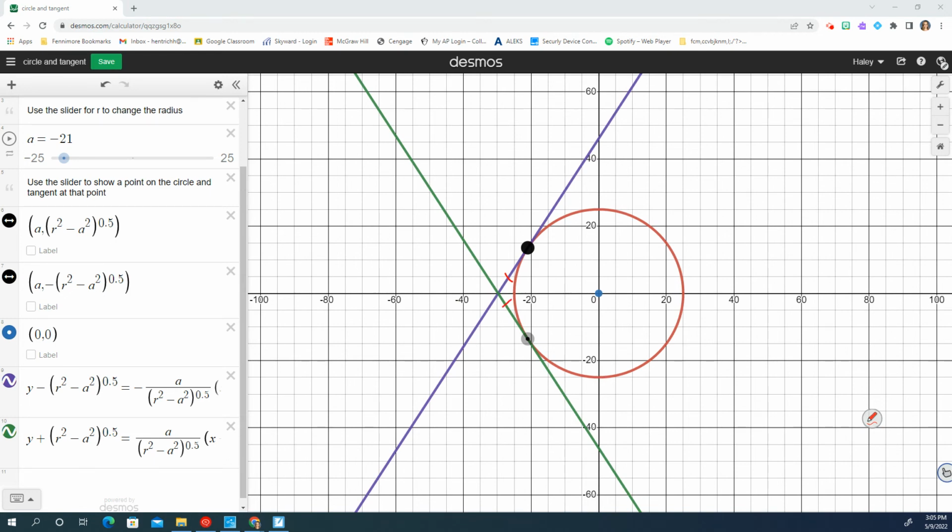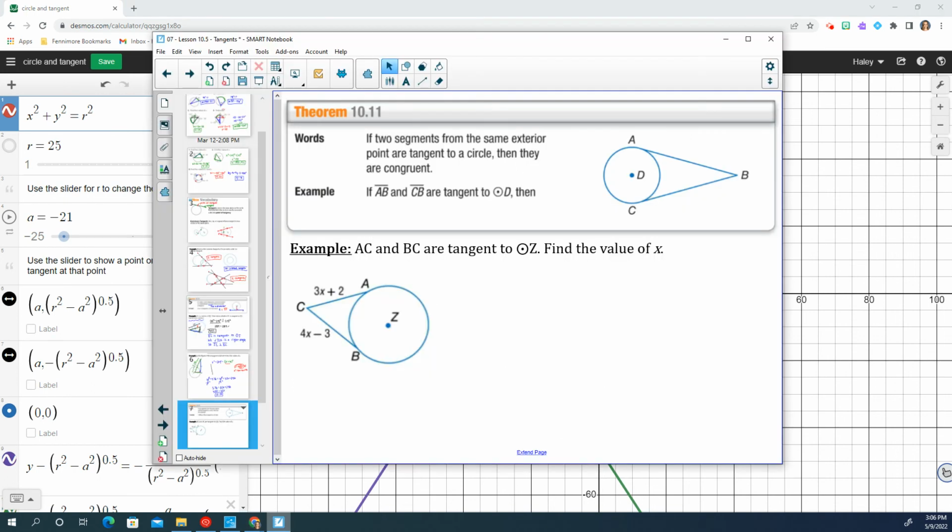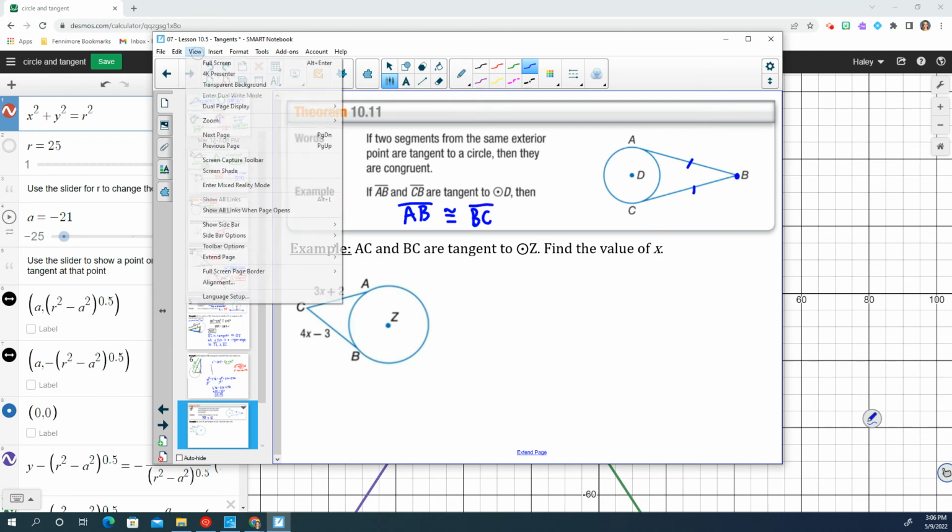Okay, if I moved it even closer, we can still visualize that those look like they'd be about the same length. And that's what this theorem allows you to include. As long as they share a common point and they're both tangent to the circle, then those lengths are going to be congruent. So in this picture right here, as long as AB and BC are both tangent and they share this common point, then those segments are going to be congruent. AB is congruent to BC, or CB.